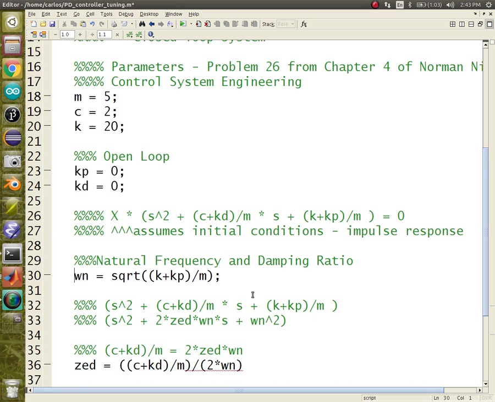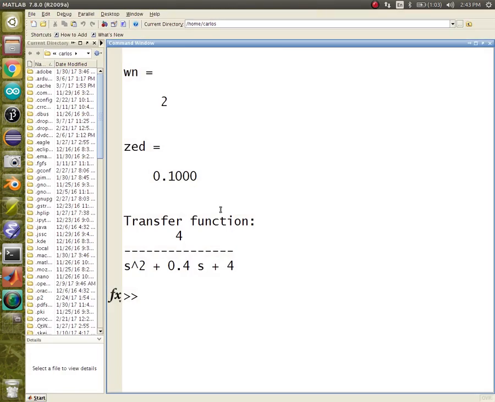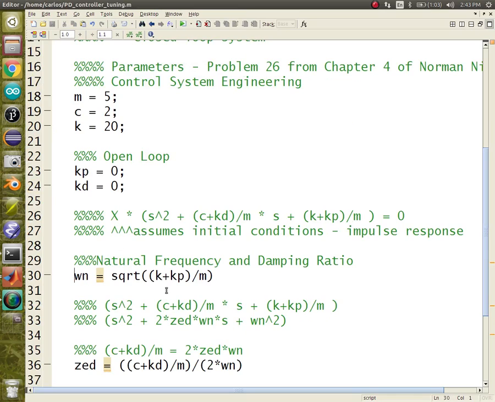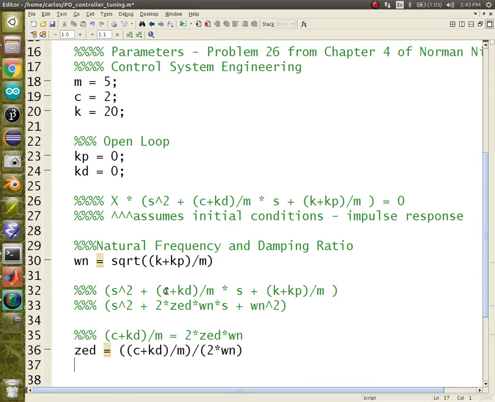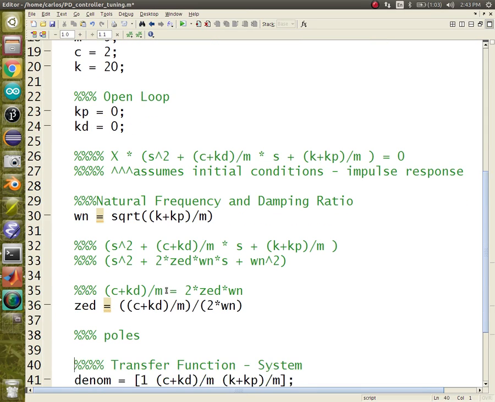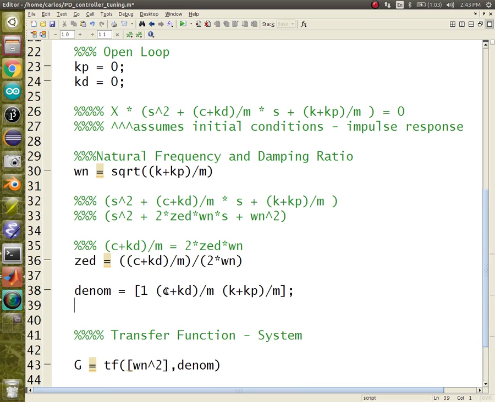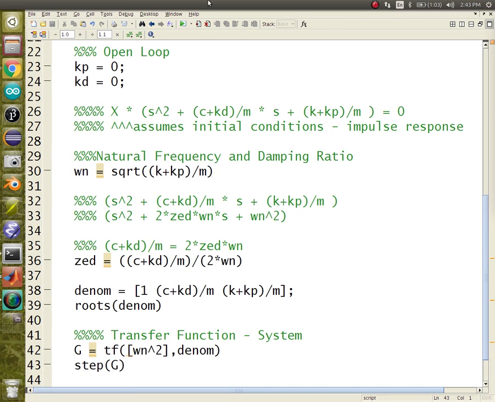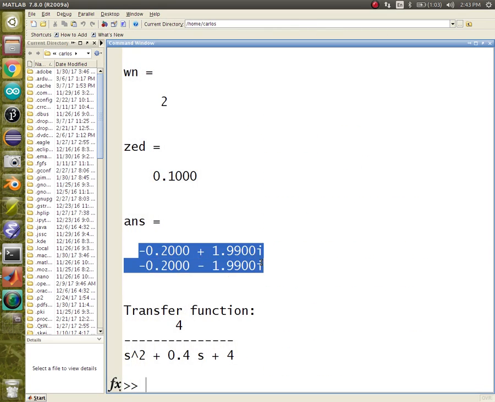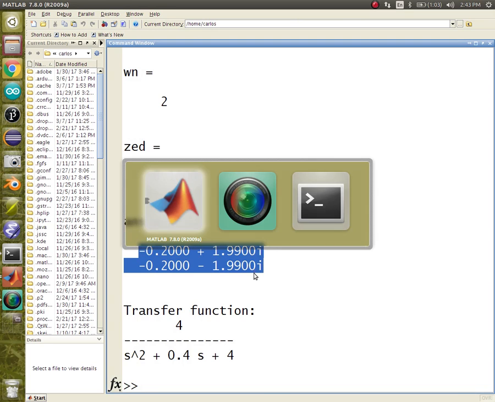I'm going to go ahead and get rid of the semicolons here. If I run this and take a look, my natural frequency is 2 and my damping ratio is 0.1. So my damping ratio is really, really low. What would my poles be? There are 2 ways to find this. I could grab the denominator and put it up here and do roots of the denom. That would give me my poles, and I could run this. And there are my poles, negative 0.2 plus or minus 2i.